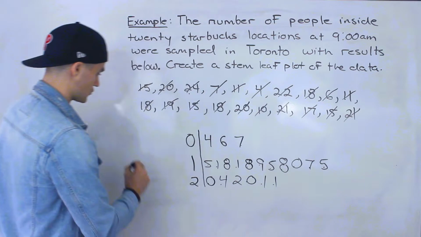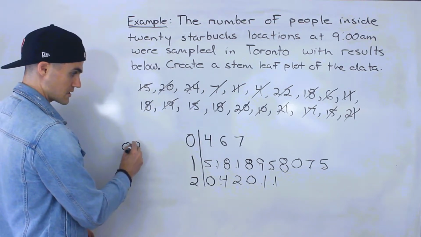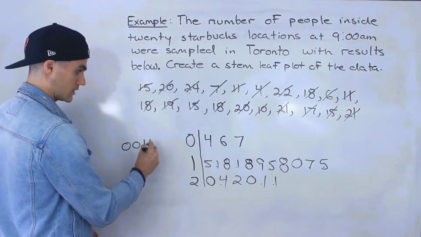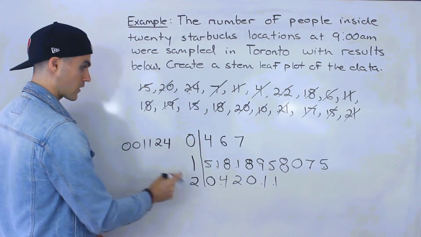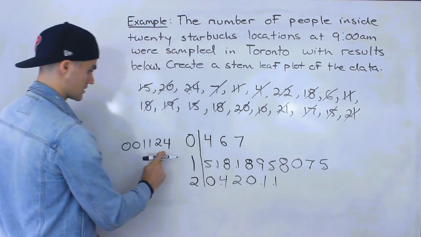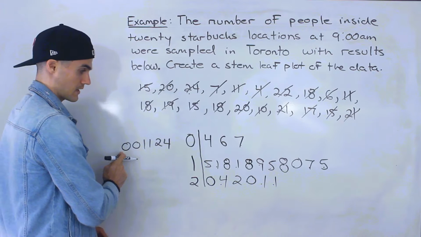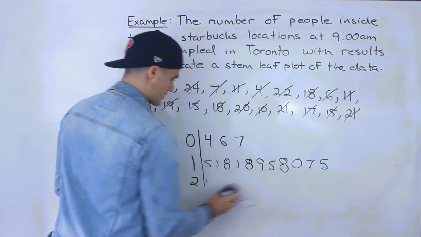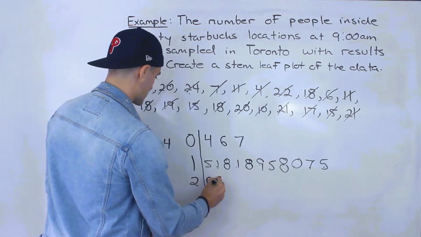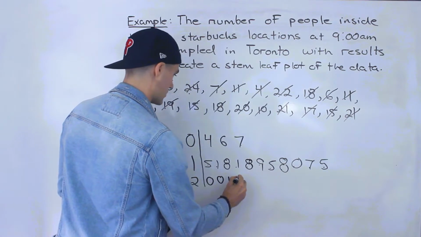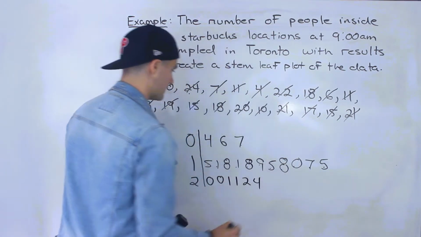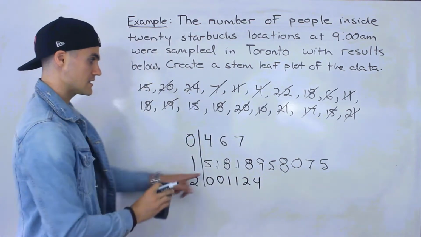So let's start with the 2. So we'll have 0, 0, 1, 1, 2, and 4. So there are 6, and over here I have 6 as well. So I'm going to rewrite this as 0, 0, 1, 1, 2, 4. And now all of these I got to put in order.